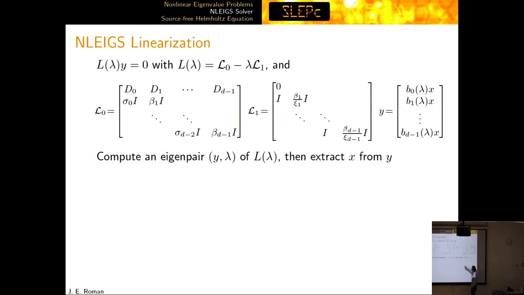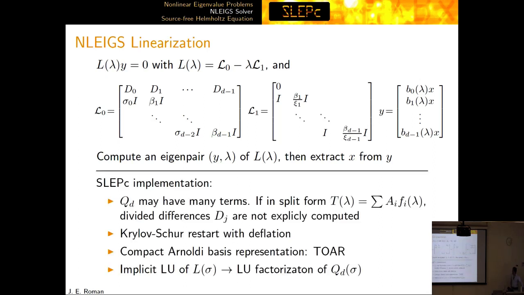Okay, so once we have computed eigenpairs from this linear problem, we can recover the eigenvector of the nonlinear problem. Okay, so we have implemented this. This has many optimizations in order to reduce cost. So we exploit the structure of these matrices.